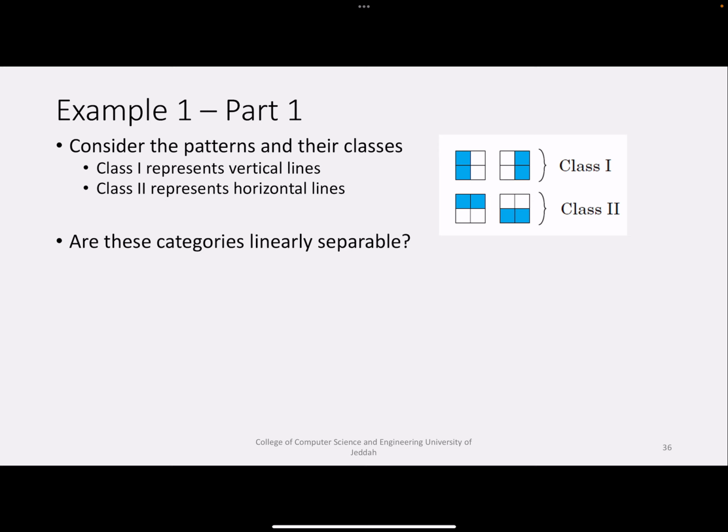We have here 4 patterns that are to be classified into 2 classes. So we've got this binary 4-dimensional pattern and this one over here. Both of these should belong to class 1. The other 2 belong to class 2. The blue field over here represents a 1. The white ones represent a minus 1.